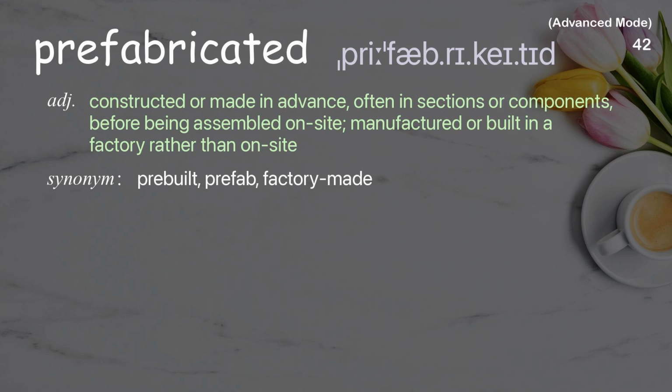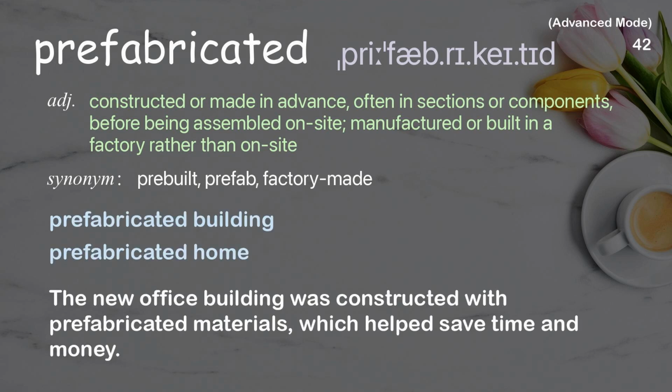Prefabricated. Constructed or made in advance, often in sections or components, before being assembled on-site; manufactured or built in a factory rather than on-site. Examples: Prefabricated building. Prefabricated home. The new office building was constructed with prefabricated materials, which helped save time and money.